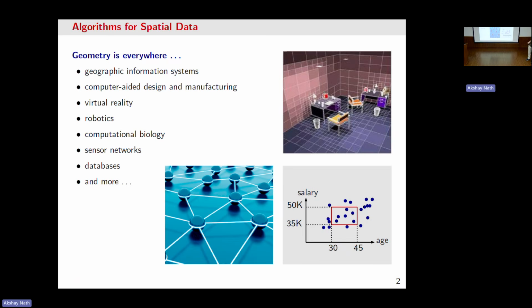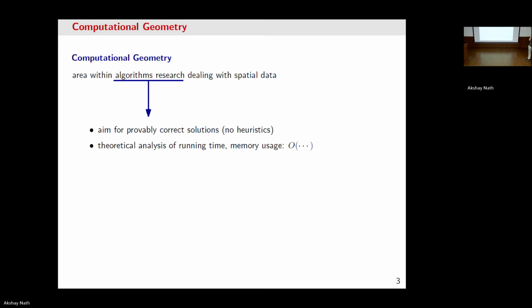Okay, so then what does computational geometry do with these kinds of problems? Well, it's a part of algorithm research, of theoretical computer science. So typically we try to come up with algorithms where we can prove that it's always correct. And if we approximate something, then we want to prove how well our algorithm approximates the optimal solution.